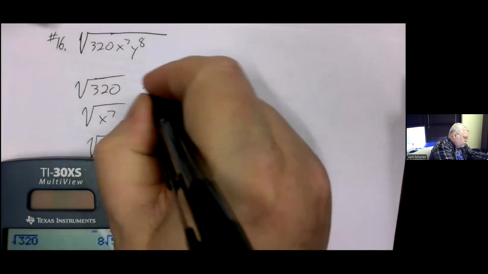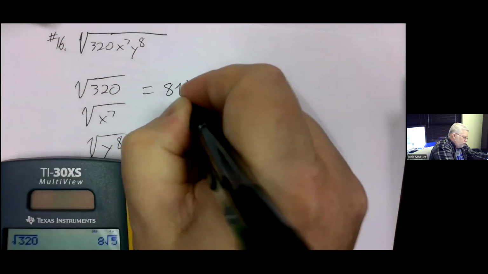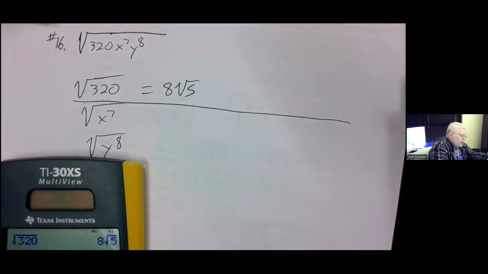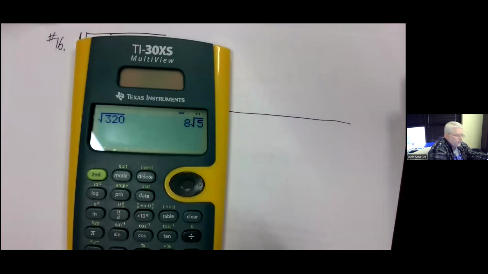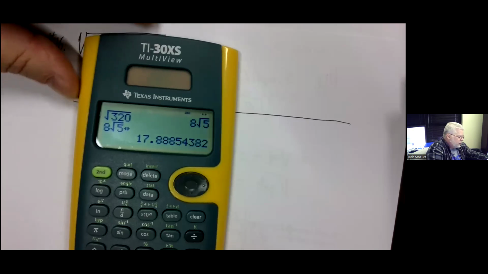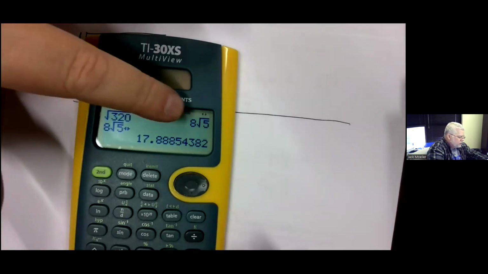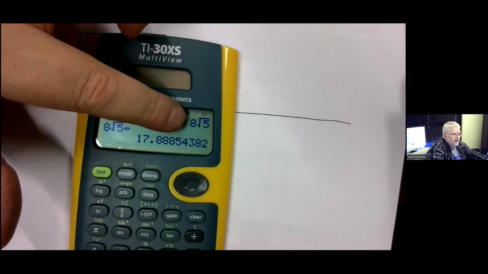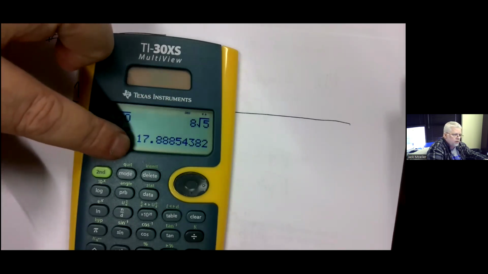It's giving me 8 square root of 5. Now that's what my calculator is giving me. For some of you, if you're getting that decimal 17.888, this is one reason I like scientific calculators: they are set up to give you what we call the exact answer. This is a decimal approximation.